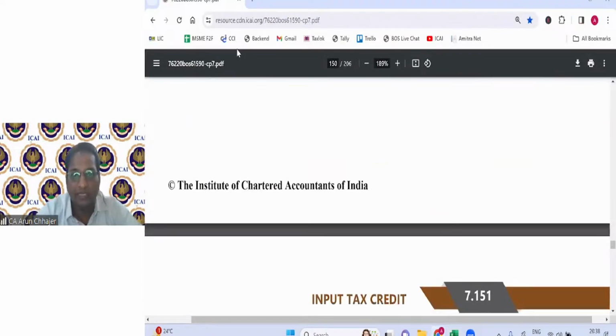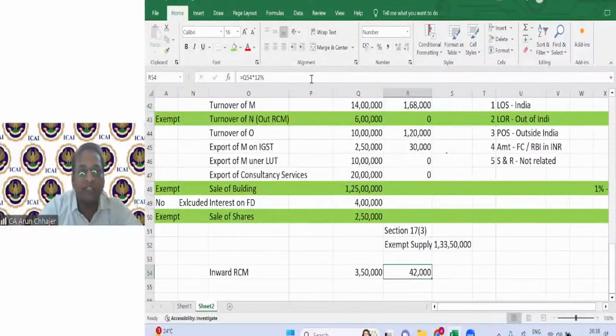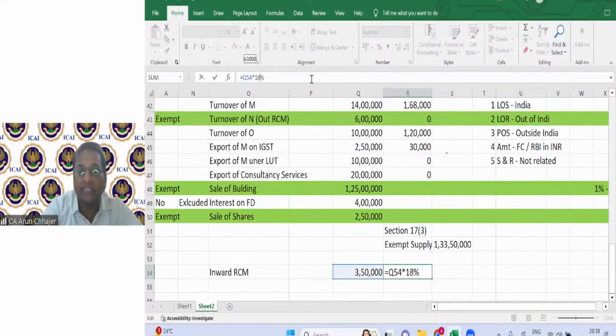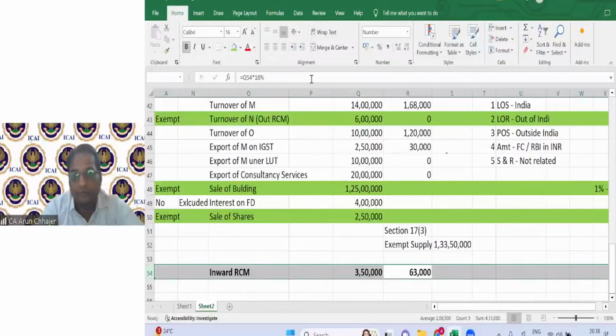ये इस क्वेश्चन में क्या कहा था इन्होंने? सो सर्विसेज के ऊपर 18, तो वी विल एज्यूम बिकॉज वी विल टेक द रेट ऑफ 18. ठीक है, यहां तक बात क्लियर है? इनवर्ड आरसीएम.